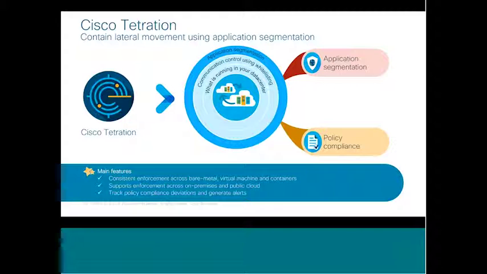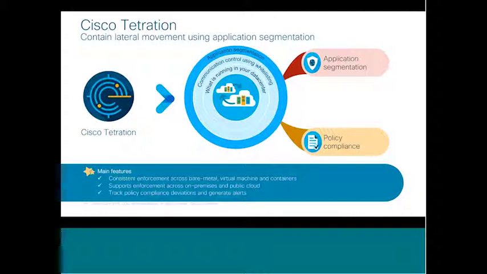Once the policy is enforced, Tetration continuously tracks policy compliance. If any of the application components deviate from the policy, Tetration can identify those policy deviations in near real time and send alerts. These alerts can be integrated into customers' security incident and event management systems. They may use Splunk, they may use IBM QRadar, or other systems as a SIEM. Tetration can send those alerts to those platforms.